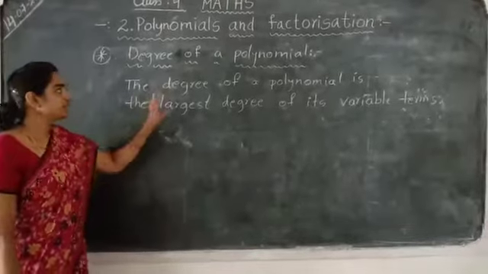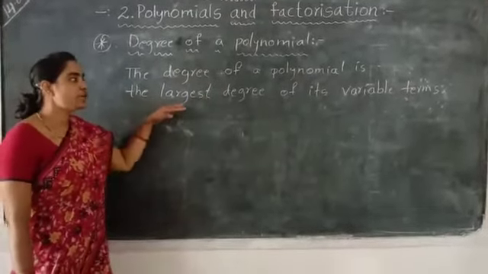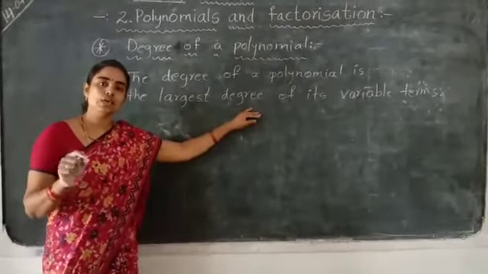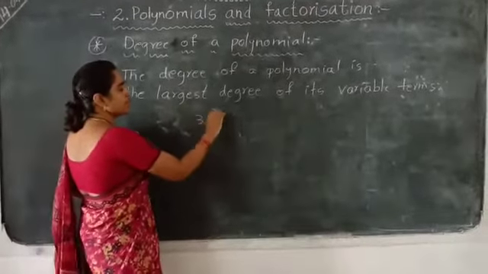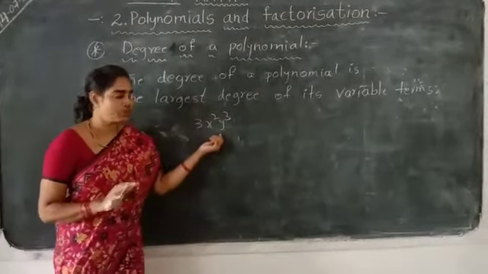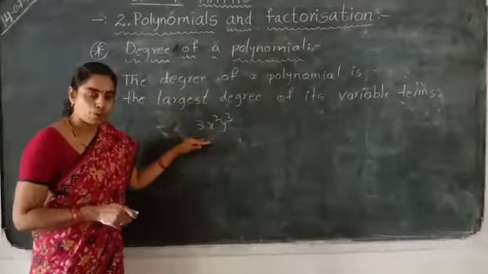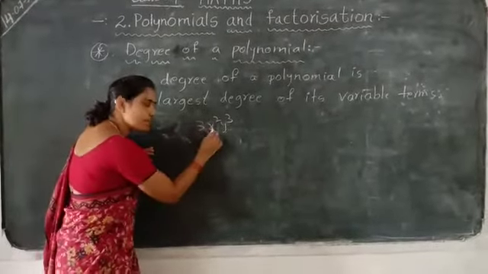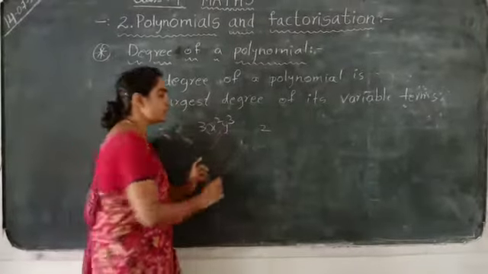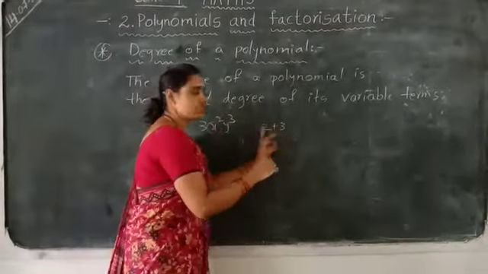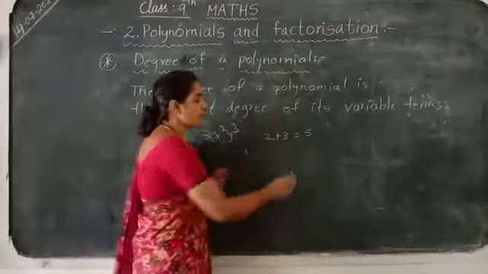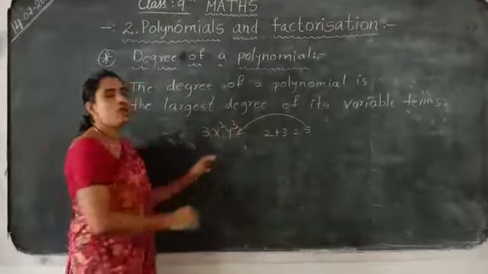of polynomial. The degree of a polynomial is the largest degree of its variable terms. Let us see how. Here I am writing a polynomial. It is a monomial, of course. What is the degree of this monomial? What is the power of x here? 2. And what is the power of y here? 3. If we add these two exponents of the variables, we get 5. 5 is the degree of this monomial.